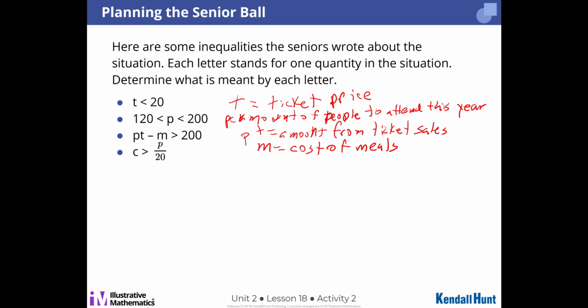And then last, we have C greater than P over 20. That means the number of chaperones. C is your chaperones. And P, again, is the number of students attending.